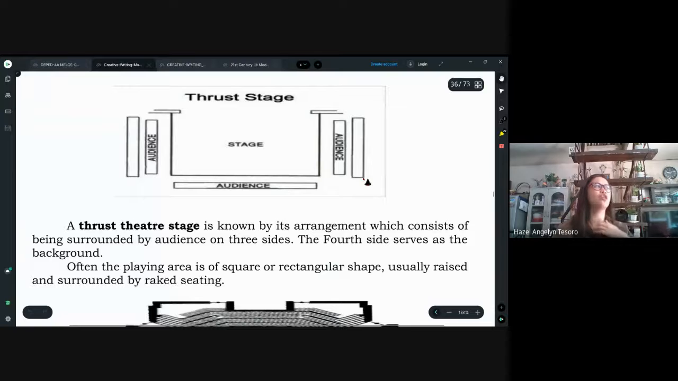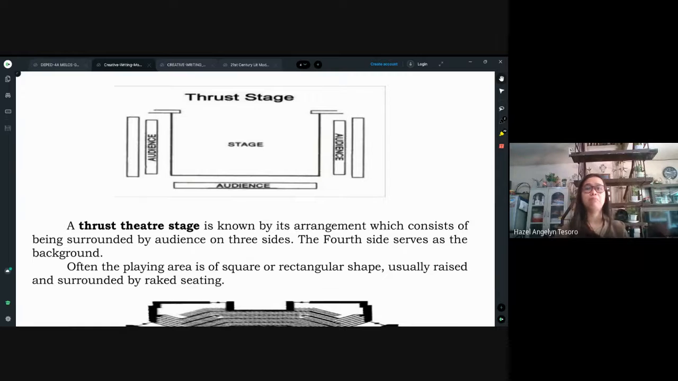Balik tayo sa plaza ng Morong. Okay, so may audience sa gilid, sa dalawang gilid plus yung audience sa harap. So, its arrangement is surrounded by audience on three sides. The fourth side serves as the background. Okay? Often the playing area is of squared or rectangular shape, usually raised and surrounded by raked seating. Pag sinabi nating raked seating is like arranged yan in rows. Okay?